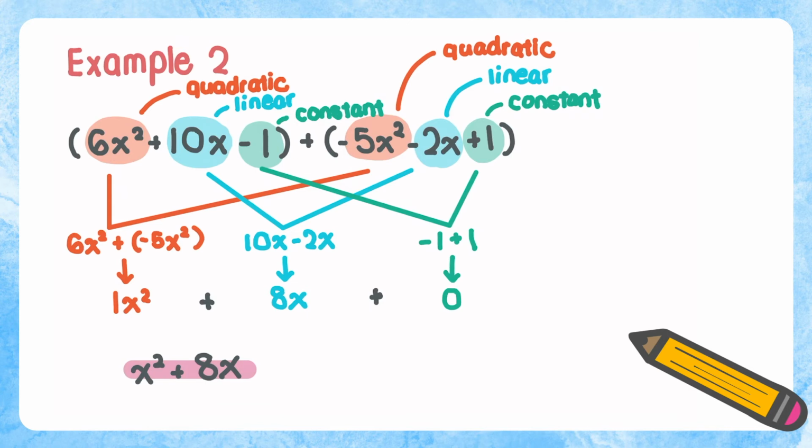So what would we call this? The highest degree is 2, making this a quadratic, and there are 2 terms, making it a binomial. So this would be called a quadratic binomial.